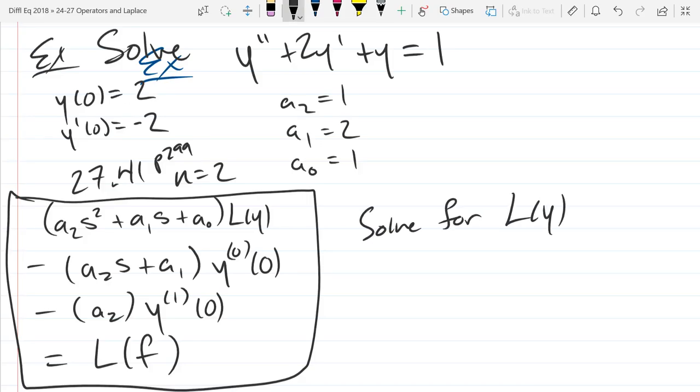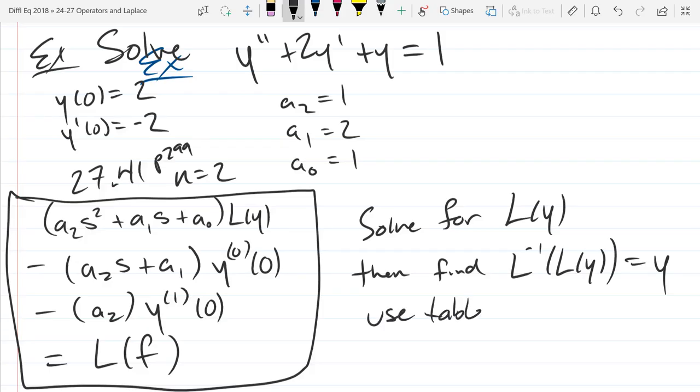You're supposed to solve for L of y, and find L inverse of L of y, and that will be y. And you can use the table on page 306.